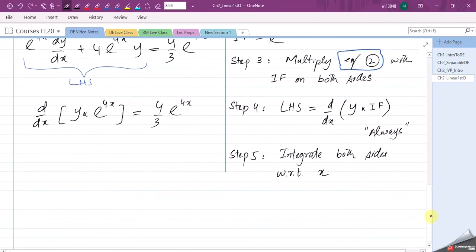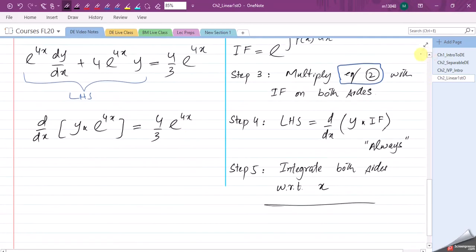Right. I will explain this step in a minute. How does this step work? So for now, we have d by dx of y times e raised power 4x on the left hand side and 4 by 3 e raised power 4x on the right hand side. These two terms on the left hand side can become one term with the derivative.